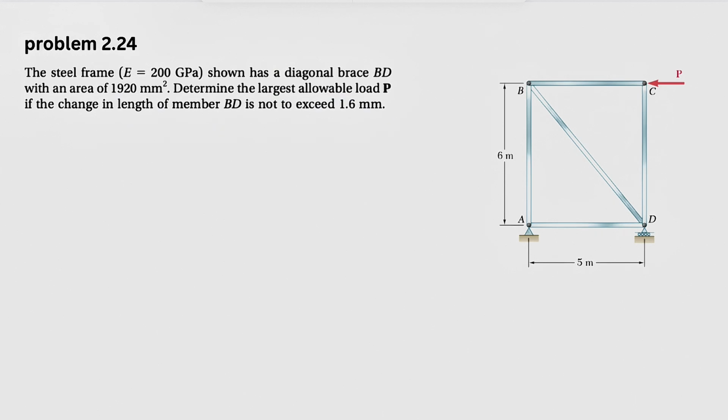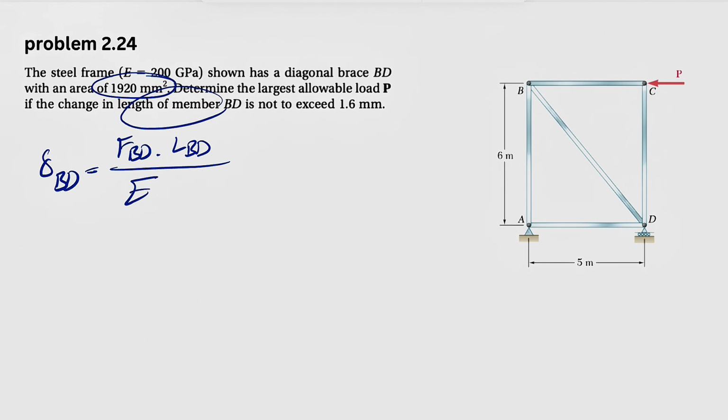to exceed 1.6 millimeters. So the formula that we have for the deformation, as we talked about, so we were talking about the member BD, since we have the area and also the length. So our formula would be F_BD times the length of BD over the elastic modulus times the area. So we have the change in the length, which is 1.6 millimeter. We can just multiply this by 10 to the minus 3 to get it in meter.